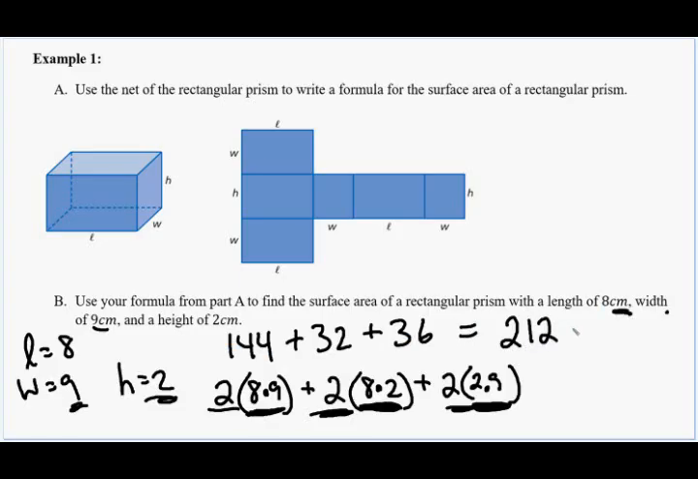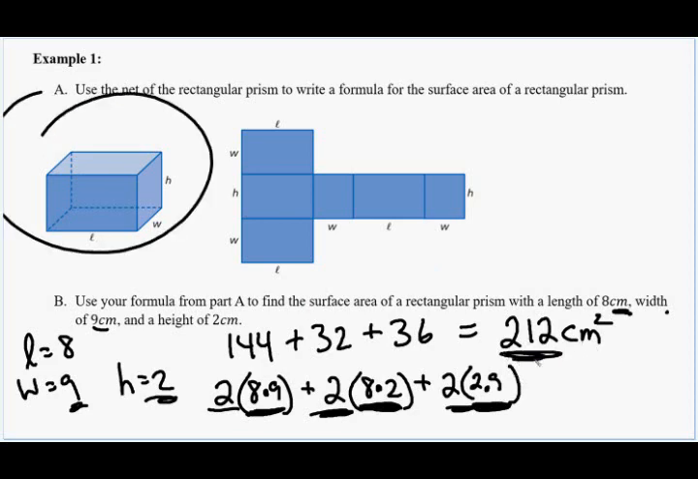Our units are centimeters, and since it's area, those are squared centimeters. So if we wanted to paint the outside of this box, we would have 212 centimeters squared. We would need that much paint to paint the outside.